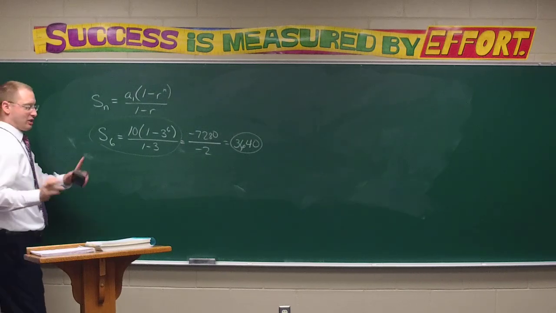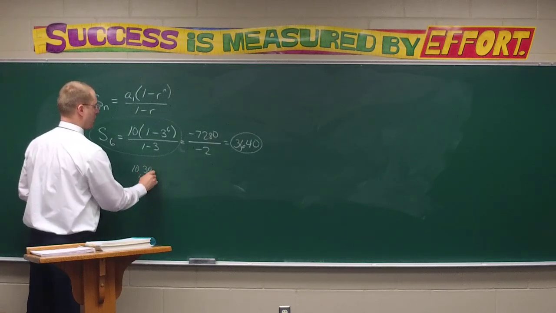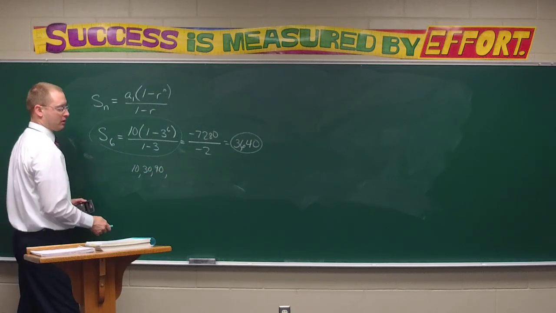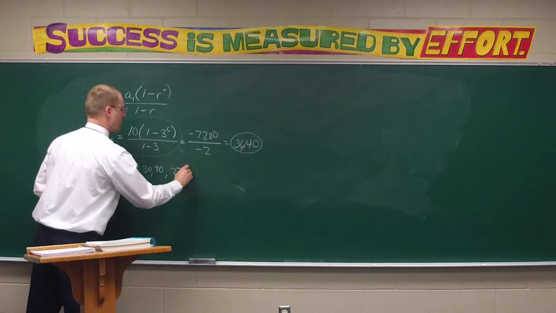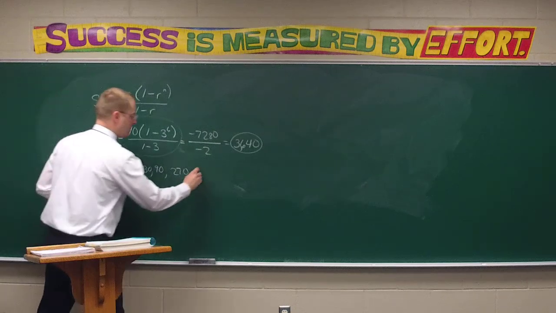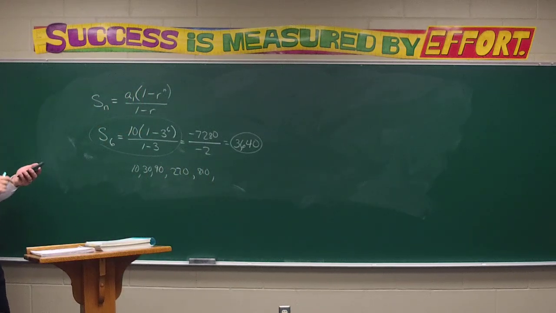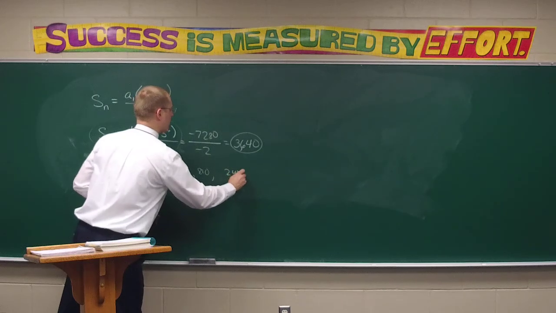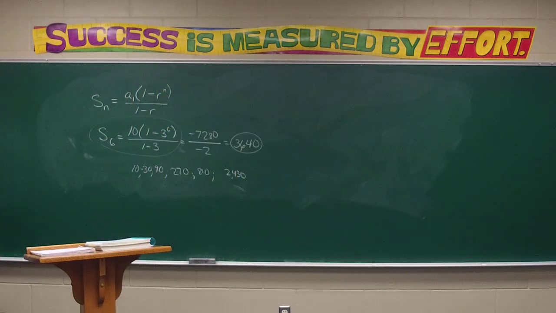By the way, if you wanted to fact check, this is a good one to fact check on, right? We had 10, 30, 90. What's the next number? 270. Then 810. And then the last number is 2,430. And if you wanted to add those together, it wouldn't take you that long, right? 2,430 plus 810 plus 270 plus 90 plus 30 plus 10. And sure enough, there's the 3,640. So again, if you wanted to check your work, that's one way to do it, especially if the numbers aren't that bad and you're not taking too many of them. Right? Not a bad idea.